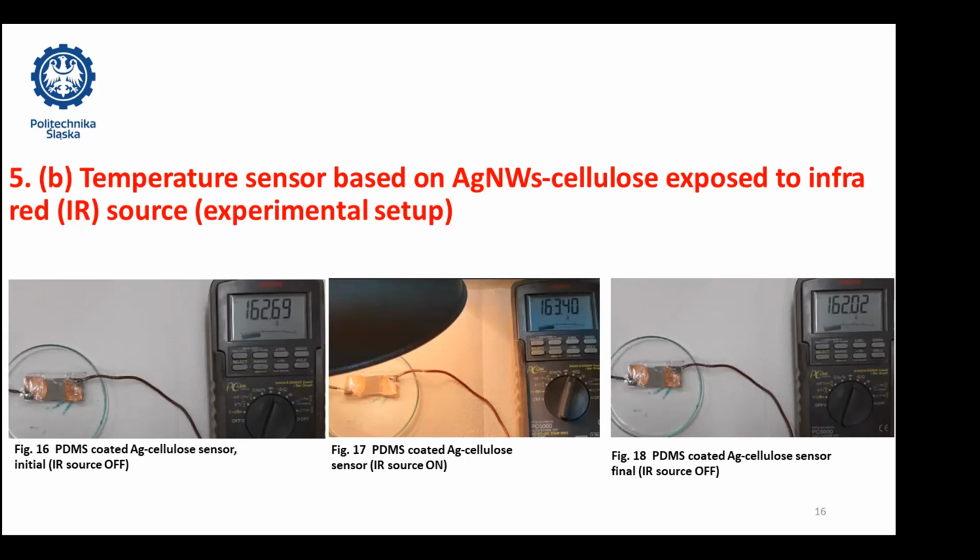Figure 16 shows the arrangement, which is very simple. All you need is to fix your sensor in a petri dish, connected with the ohm meter. First, there is no light falling onto it. After that, in figure 17, light is made to fall onto it. There is a little bit of increase in resistance, and when the light was removed, it came back to its original value. So this is a very simple method to test what will happen if you irradiate your PDMS coated silver nanowire sensor with IR radiation.